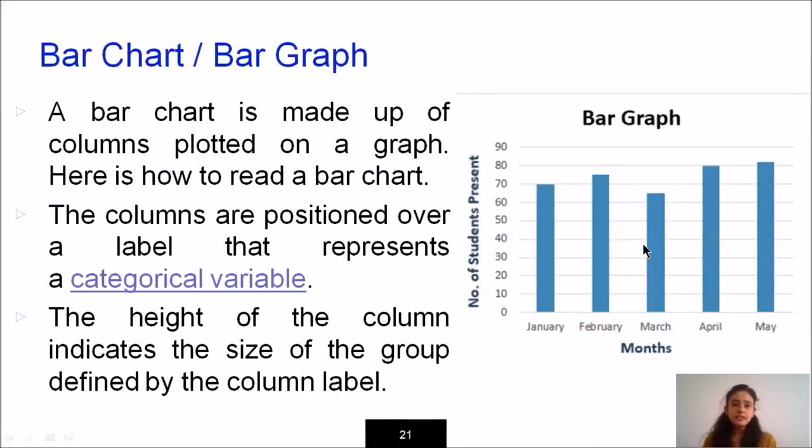Now next we will see the bar chart, or we can say the bar graph. A bar graph is also a graphical representation. It is mainly used for categorical data. Keep in mind that a histogram is mainly used for quantitative data, and for categorical data, the bar graph is used. So what is the main difference between a histogram and a bar graph?